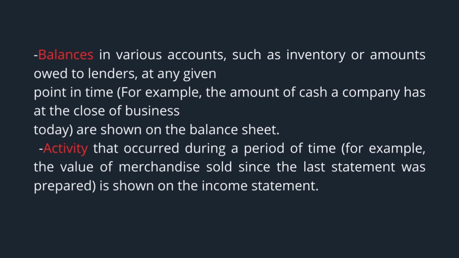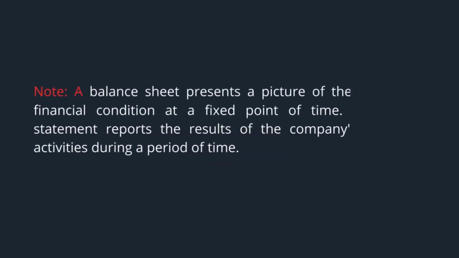Activity that occurred during a period of time, for example, the value of merchandise sold since the last statement was prepared, is shown on the income statement. Note: a balance sheet presents a picture of the company's financial condition at a fixed point of time. An income statement reports the results of the company's operating activities during a period of time.